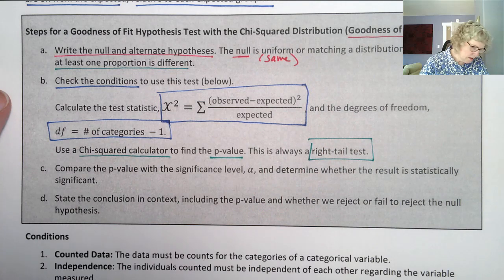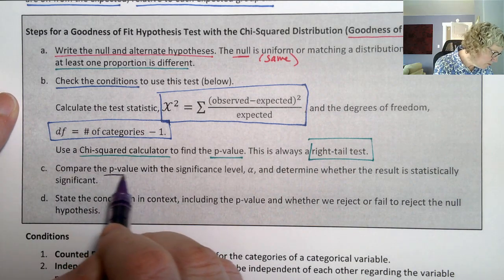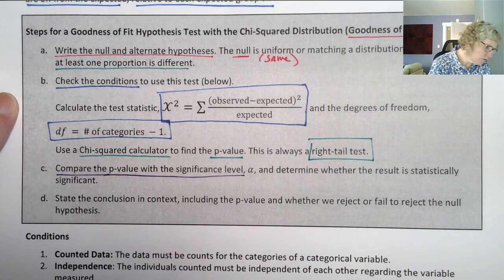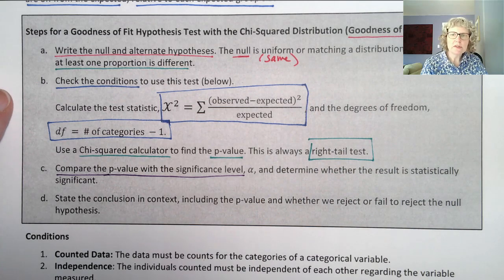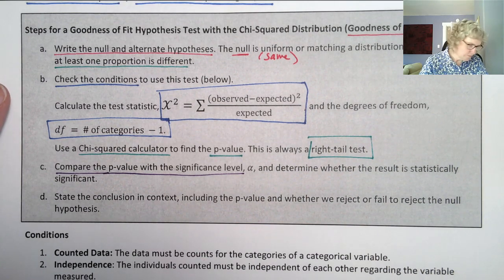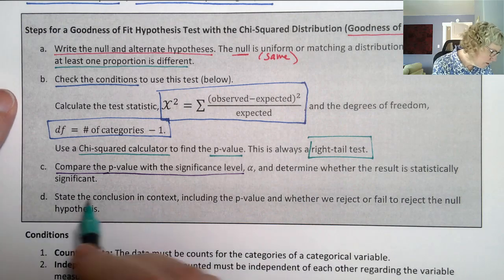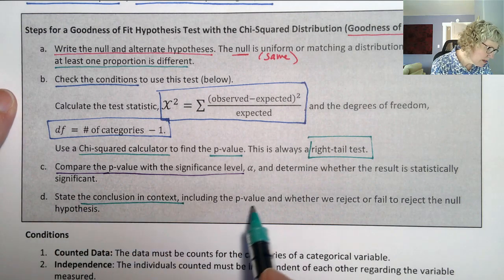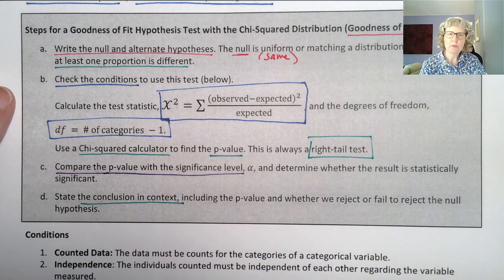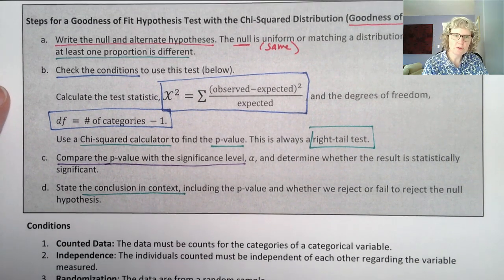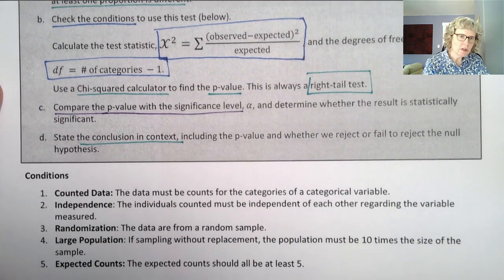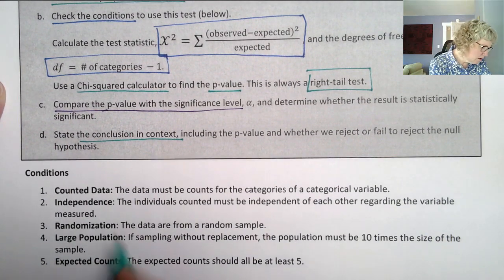Okay, then as you're used to, we compare the p-value with the significance level, determine whether the result is statistically significant, and state the conclusion in context, including the p-value and whether we reject or fail to reject. Okay, so very similar steps to what you're used to. Here are the conditions. Okay, so here's a new one.